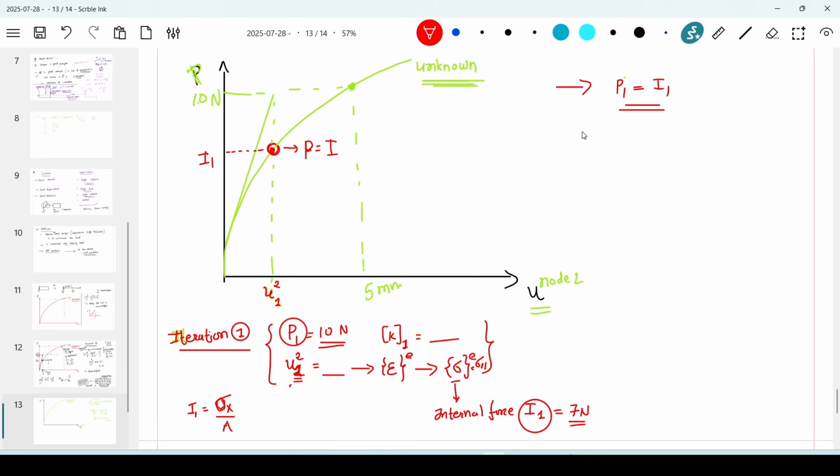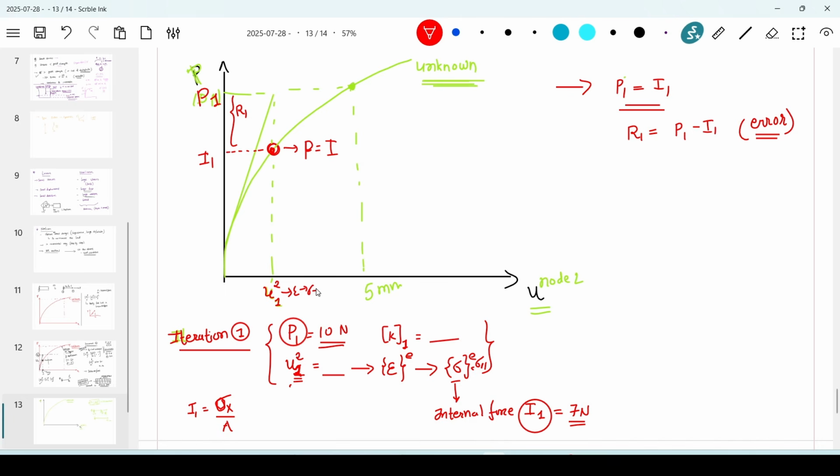So we get some residual R1. At iteration 1 we get the residual, P1 minus I1. A residual means a kind of error; it is called residual force, or the error in that iteration. This is P1, this is I1, so we get this as R1. So it is simple: external force is applied, you get the displacement, from displacement you get the strains, and from strains you get the stresses.